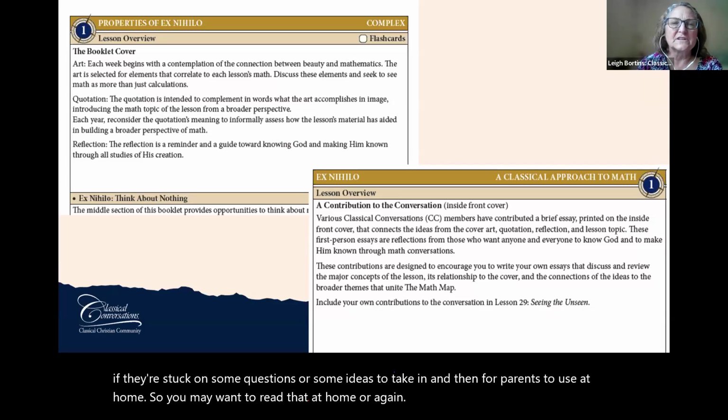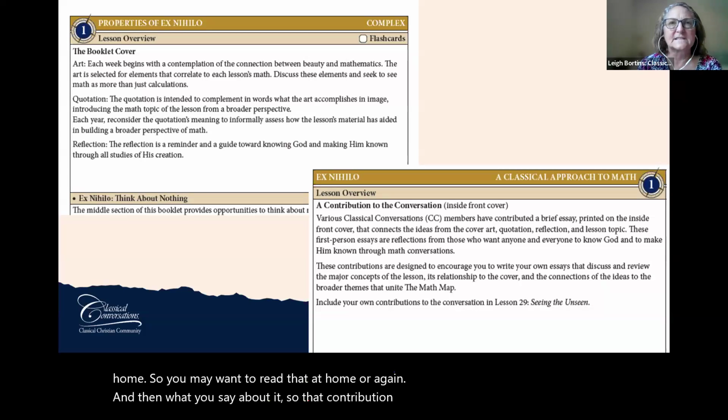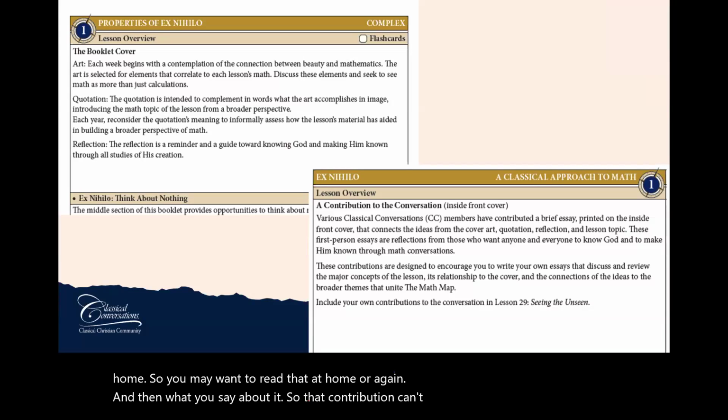So the contribution helps you have ideas of what to say about them when you're in front of the children. Okay, that's what it's there for. One more question about that.